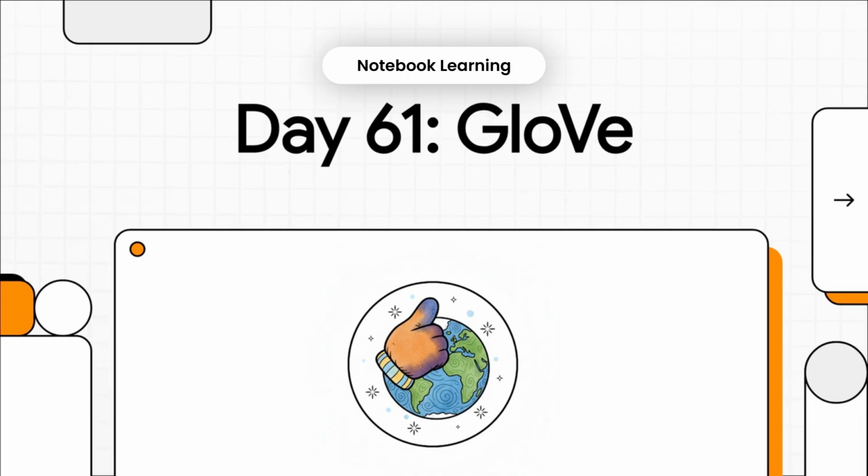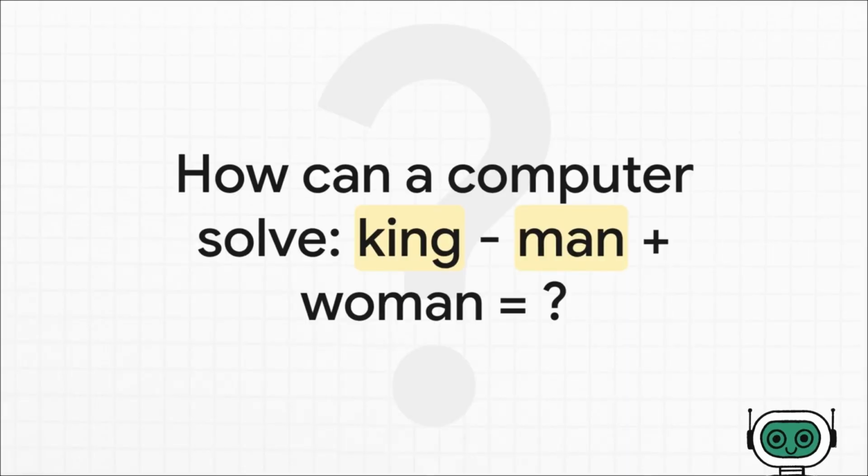Welcome to Day 61. Today, we're going to talk about a really elegant idea in word embeddings called GloVe. It's short for Global Vectors for Word Representation. So, you've probably seen this famous example of word math before. King minus man plus woman equals queen.